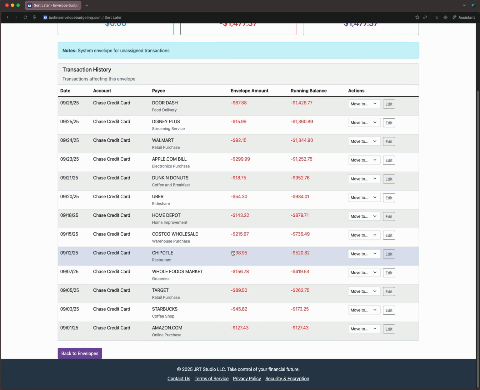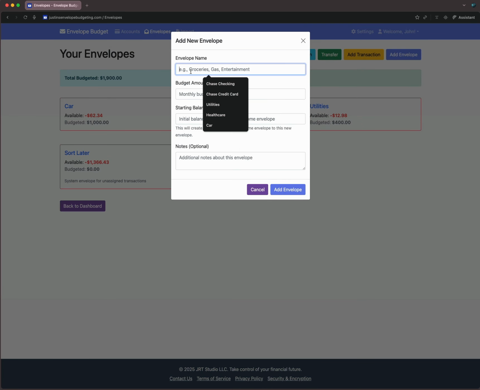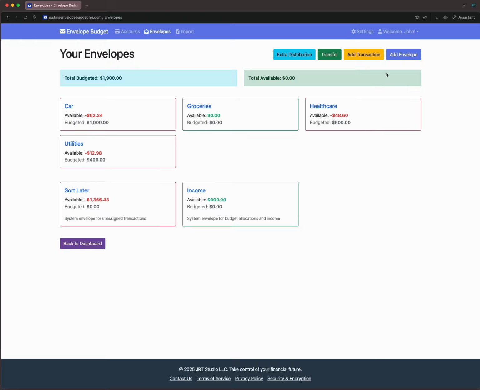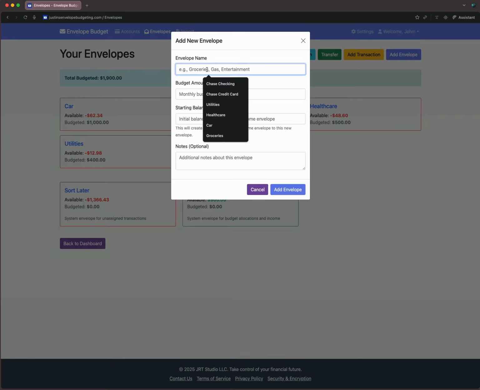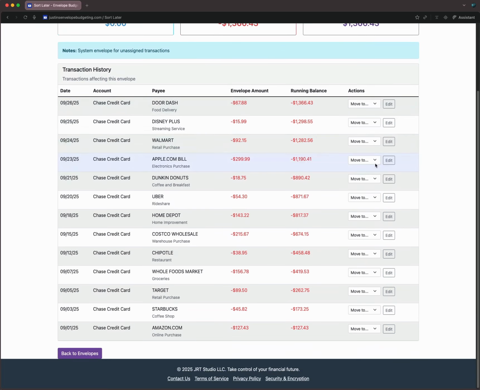Whole Foods, we need a grocery envelope. So, groceries. Also, maybe we want a dining out envelope. Okay, let's go back to sort later and finish getting this done. DoorDash, that sounds like dining out to me.